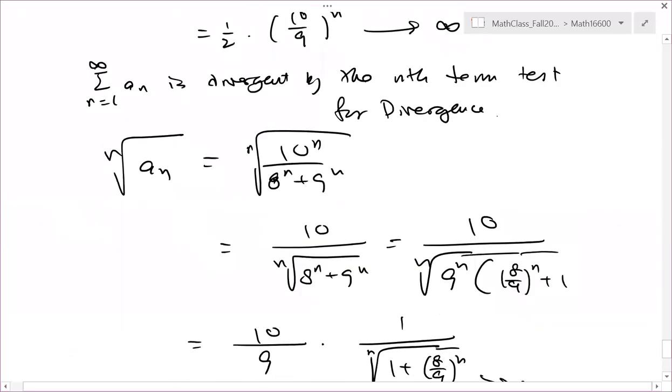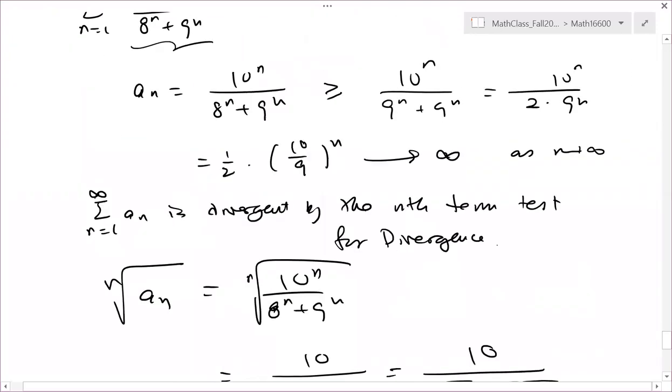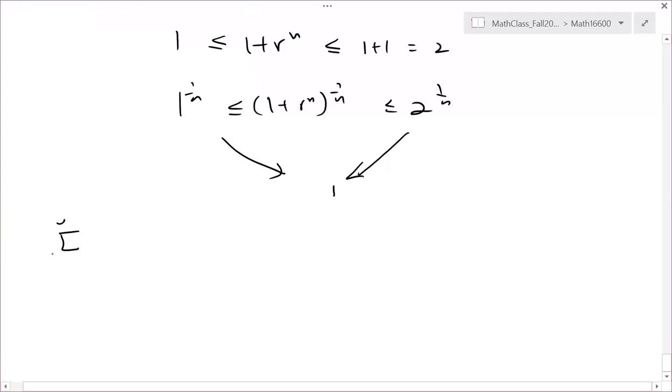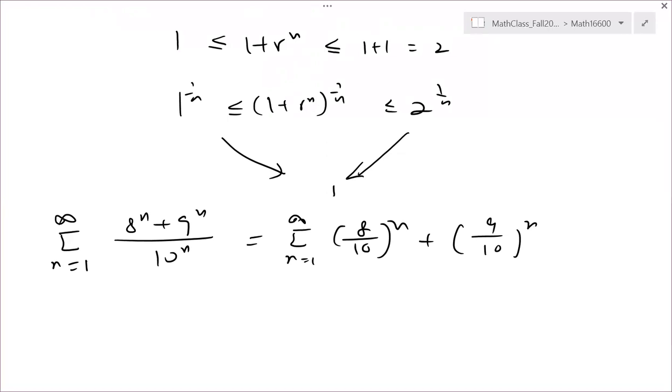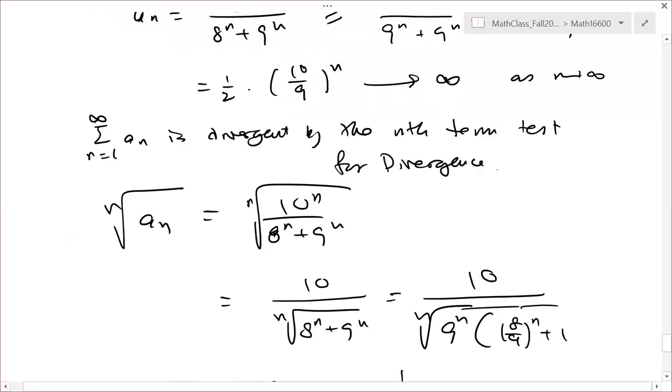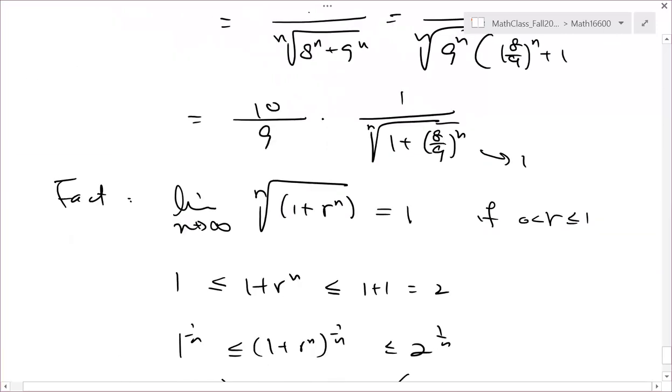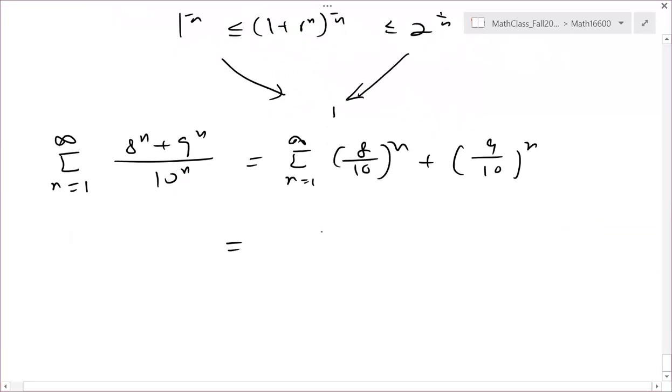Now, how about the other one? If you look at this, clearly it's convergent. The reason is, you can even find the sum, because it's 8 over 10 to the power n and 9 over 10 to the power n, right? So each of them is less than 1, okay? So if I start from n equals 1, then I can even find the sum of that. The sum is 8 over 10 times 1 minus 8 over 10, plus 9 over 10 times 1 minus 9 over 10. I can even give you the sum.